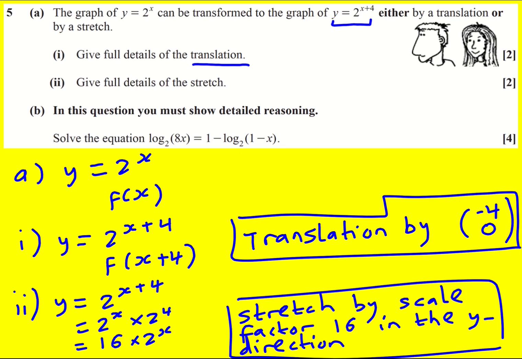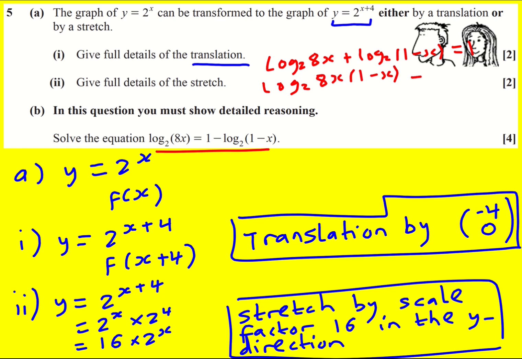Okay, nice. For part B, we're asked to solve this log equation. So I've got log to base 2. Well, the first thing that I'm going to do is write log to base 2 of 8x and add on log to base 2 of 1 minus x and set that equal to 1. Because what we can now do is combine them. So it's going to be log to base 2 of 8x(1 minus x) equals 1. Hopefully you can see my working over the faces.